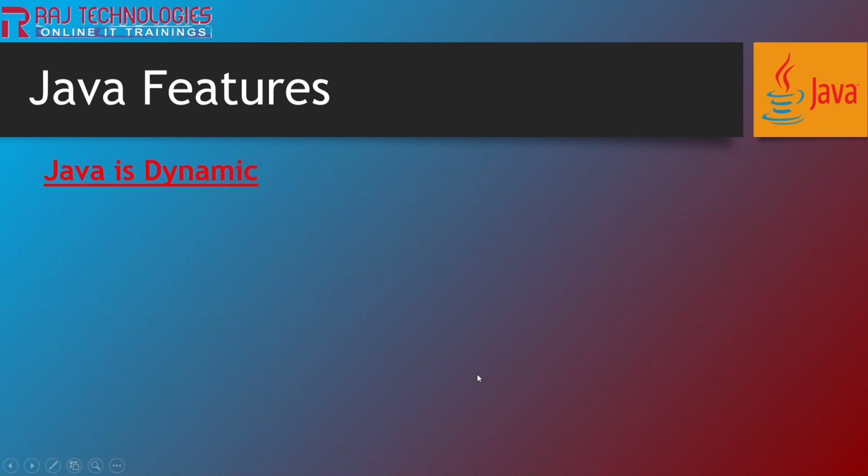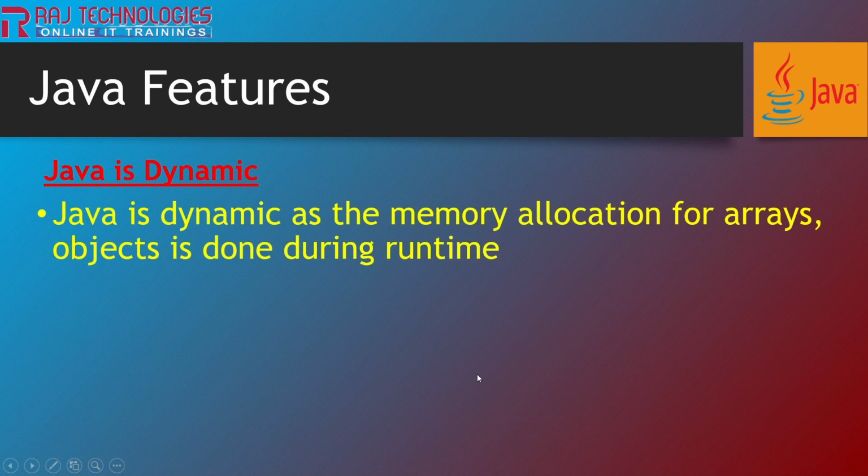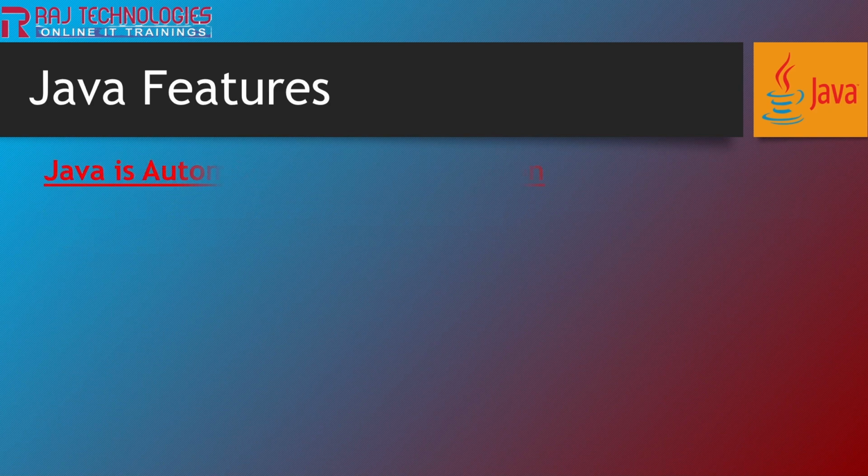The next feature is Java is dynamic. Why do we say Java is dynamic? Because in Java, we can allocate memory during runtime. When you want to allocate memory for arrays or objects in Java, that is done during runtime. Runtime means dynamic.